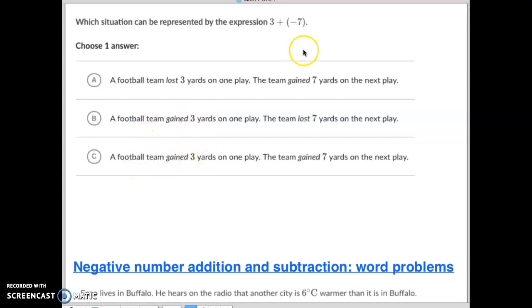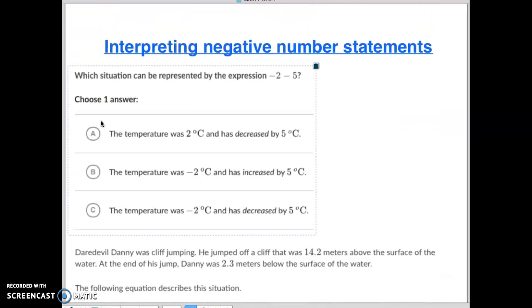So it's one of these two. Then -7. Let's see, that sounds like we're going to lose some yardage. Team lost 7 yards. Yep, that looks good. Team gained 7. No, that doesn't look good. So this one would be letter B. So I think you're going to find interpreting negative number statements isn't that difficult.